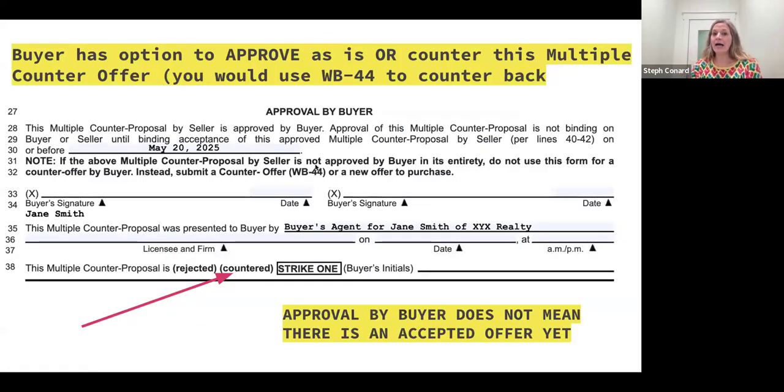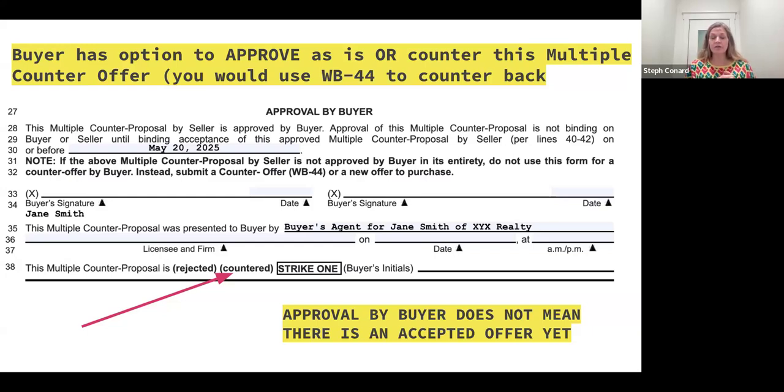So the buyer now has the option to approve those terms as they are, or they can counter the multiple counter if they want. So you would use just a typical WB-44 to counter back. The buyer might say, okay, that purchase price is fine, the inspection deadline date change is fine, but I do want to change the closing date. So we're going to counter back and just change that closing date slightly.